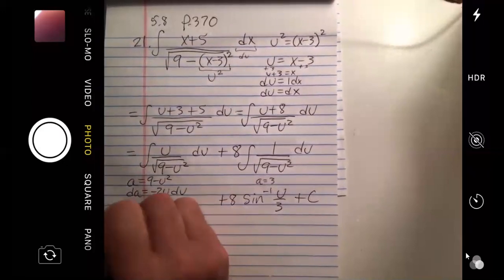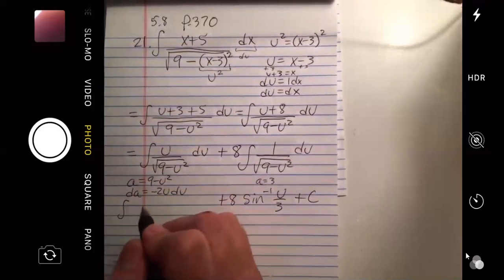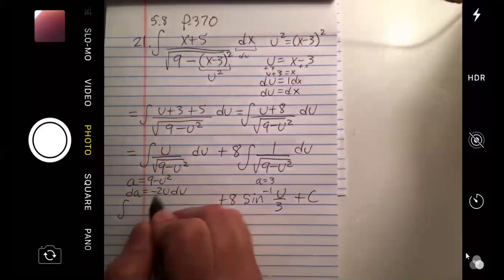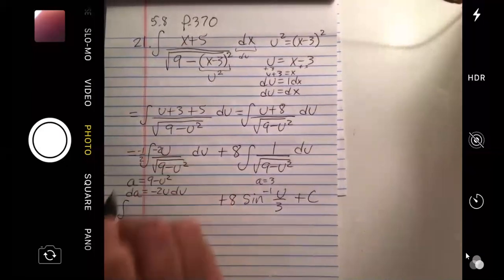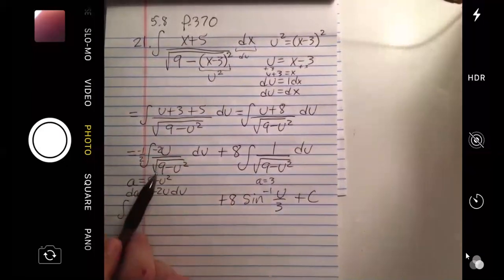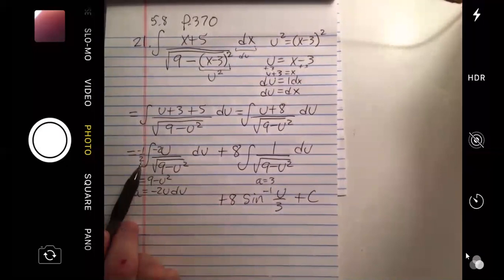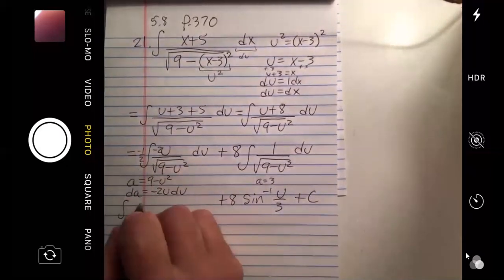So this works into an integral of, I need a negative 2 and a negative 1/2 for the fix, so I need a negative 2 in, fix it with a negative 1/2. I'll get a 1 over the square root of a dA.